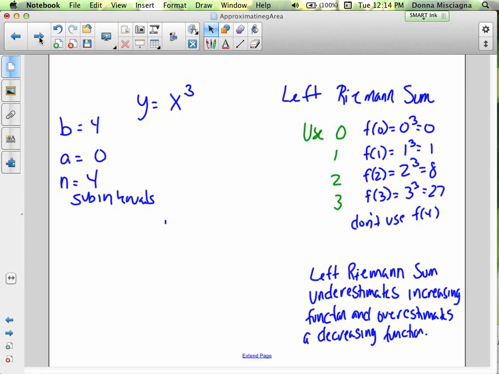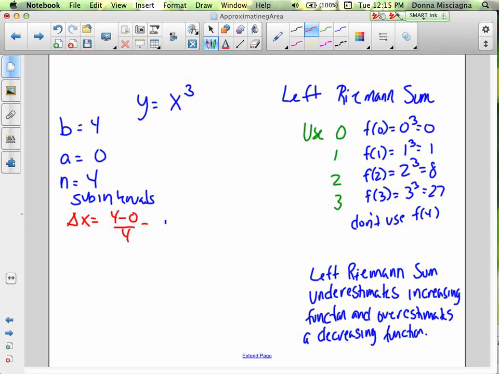All right, so here we have x cubed. Our starting value was 0. Our ending value was 4 with 4 subintervals. This one's a pretty easy one. So our change in x is just 4 minus 0 divided by 4. It's 1.